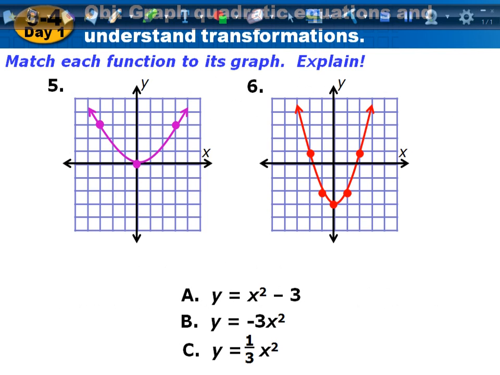All right, so we're going to look at number 5 and number 6. Number 5 and number 6 are both graphs, and I want you to pick whether you think number 5 is A, B, or C. And then I want you to look at number 6 and pick whether you think it's A, B, or C. Please take a minute to do that. If you need to pause the video, go ahead and pause the video.